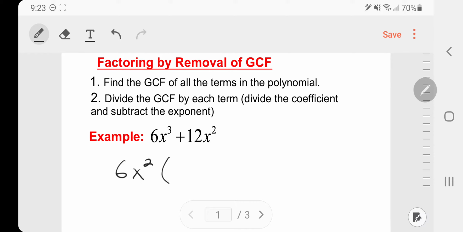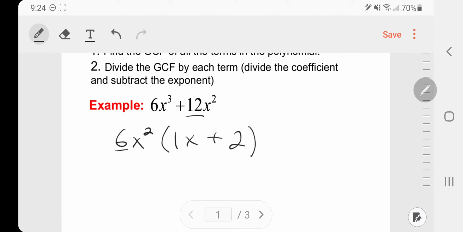And then now what we're going to do is whatever is left, when we remove our 6x squared or divide by our 6x squared, whatever is left is going to stay inside the parentheses. Okay, so 6 divided by 6, that gives me 1. 3 minus 2 gives me x, or x to the first. 12 divided by 6 is going to give me 2. 2 minus 2 is 0, or x to the 0, so just 2.